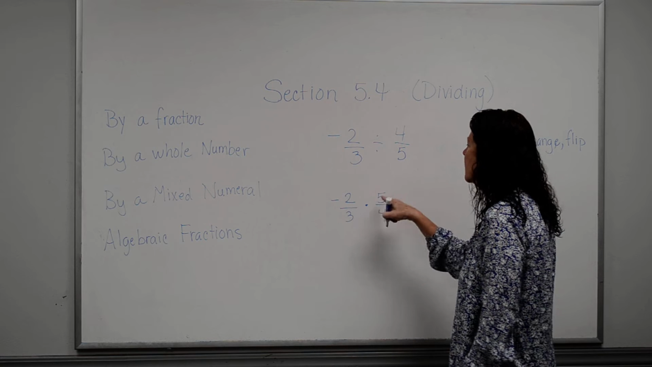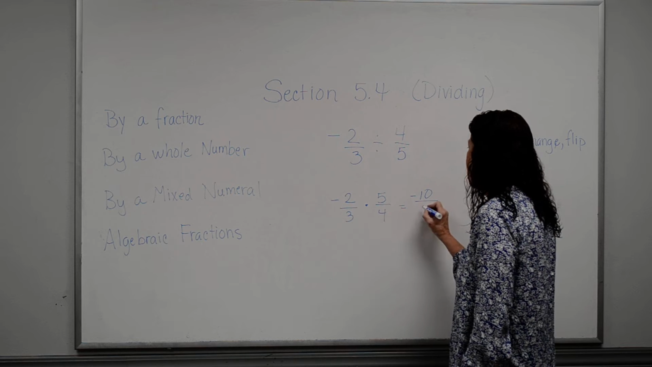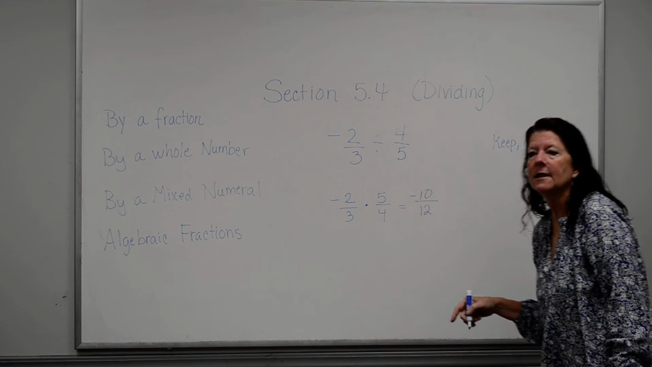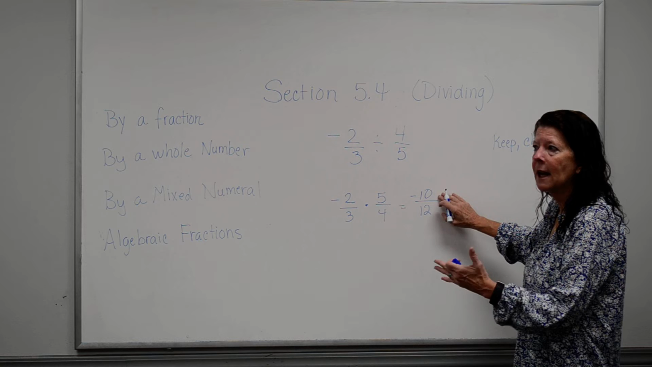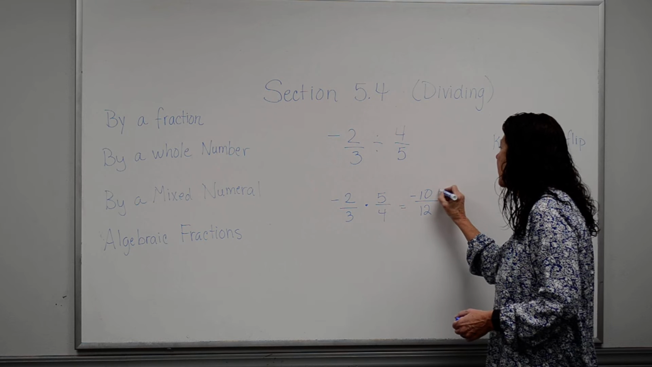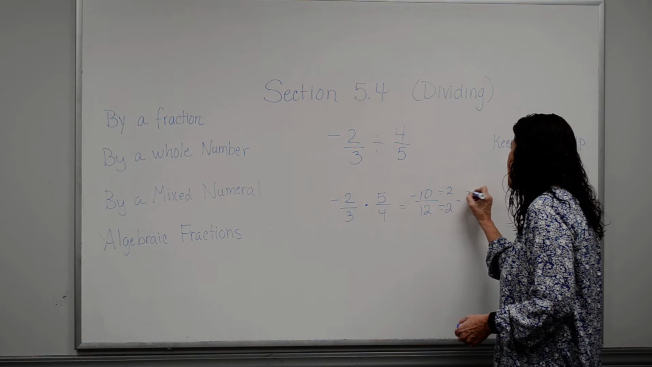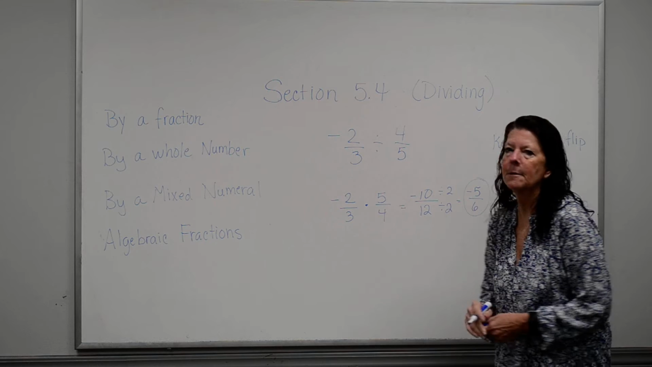So I have -2 times 5, which is -10, and I have 3 times 4, which is 12. But remember, you cannot leave it like that because that is not reduced to lowest terms. There is still a number that goes into both -10 and 12, and that number is 2. So I'm going to divide the top and the bottom by 2, which is going to give me -5/6, and that's going to be your final answer.